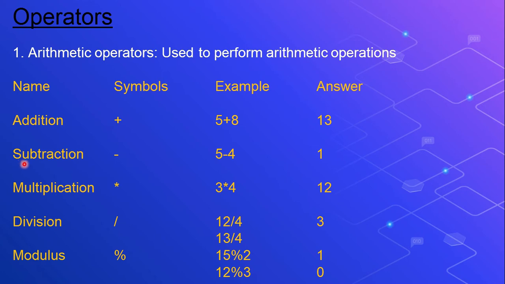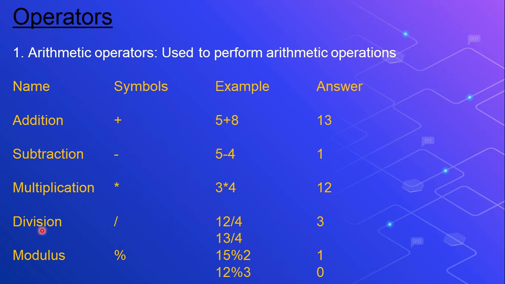Now the subtraction operator, this is the subtraction operator. 5 minus 4. The answer you will get is 1. 5 and 4 both are operands. Minus, which I have used here, is the operator. So it gives you the answer as 1. Multiplication operator. In between 3 and 4 I have used the multiplication operator. That's why I will get 12 as the answer.